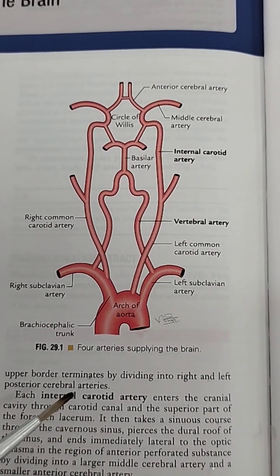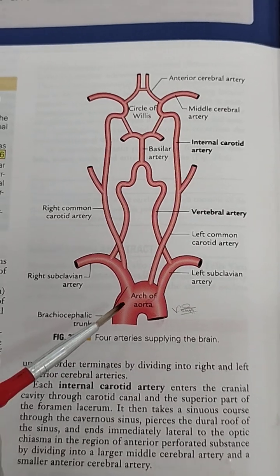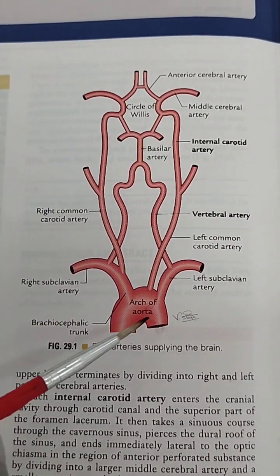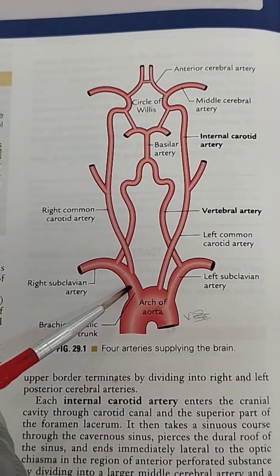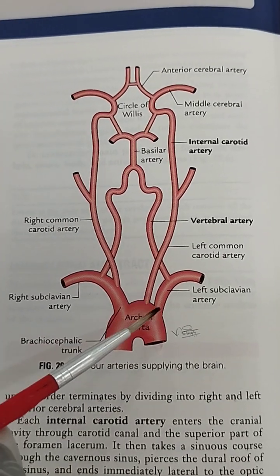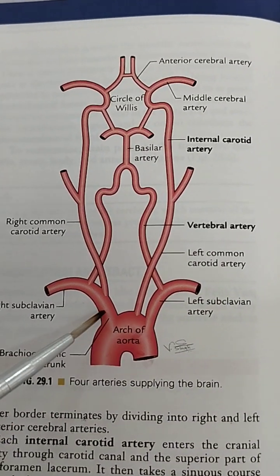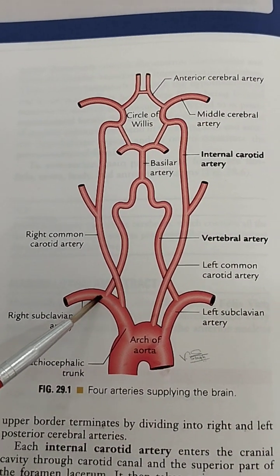So now the circle of Willis, we'll discuss diagrammatically in the Vishram Singh textbook. This is the arch of aorta. From the arch of aorta, on the right side it gives a branch, the brachiocephalic trunk. On the left side, direct branches are the common carotid artery and the subclavian artery. Whereas on the right side, it is divided into two parts, common carotid and subclavian artery.